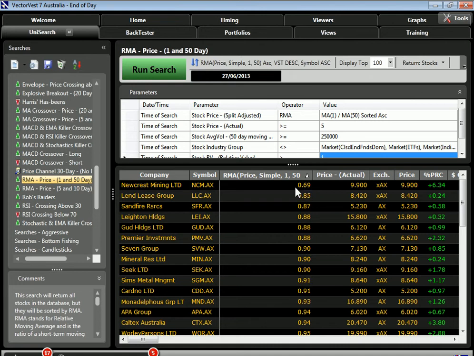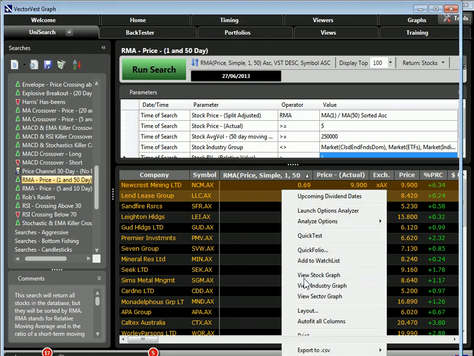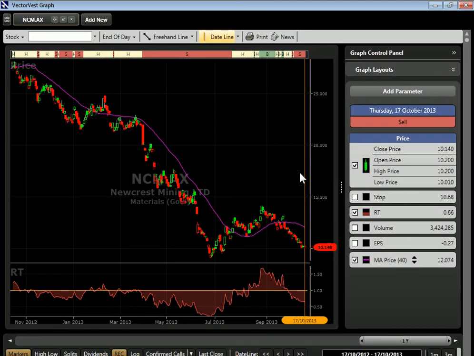So here you can see that it's got the lowest value on the RMA scaling, and the next stock on the list has the next lowest value. So again, the greatest and the next greatest disparity between price and the 50-day. In this case, price being below. So if we just quickly look at that on a graph, we'll right click and view stock graphs. Woo! Look at this stock. It got hammered, right?